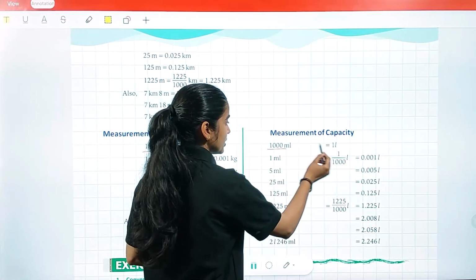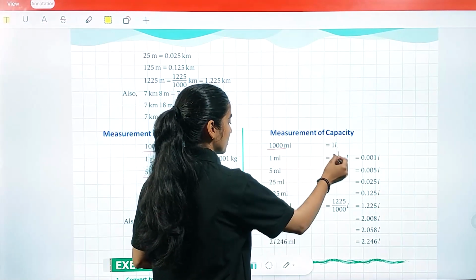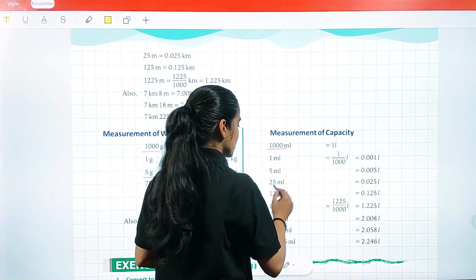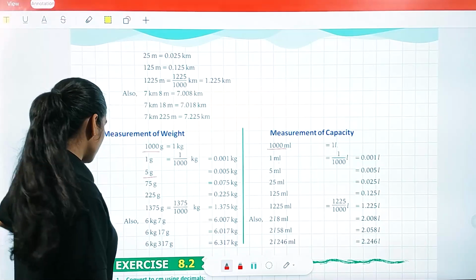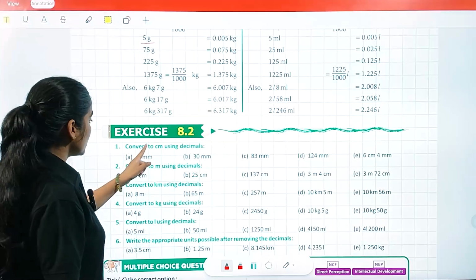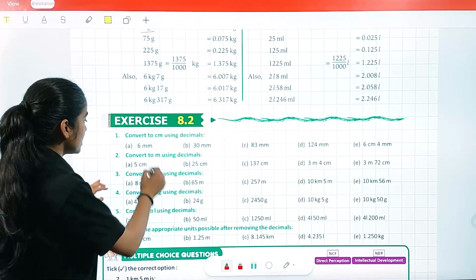Same, 1000 ml is equal to 1 liter. 1 ml is equal to 1 by 1000. 5 ml, 5 by 1000. 25 ml, 25 by 1000. You can represent it and convert your units. Convert to centimeter using decimal. So 6 mm.